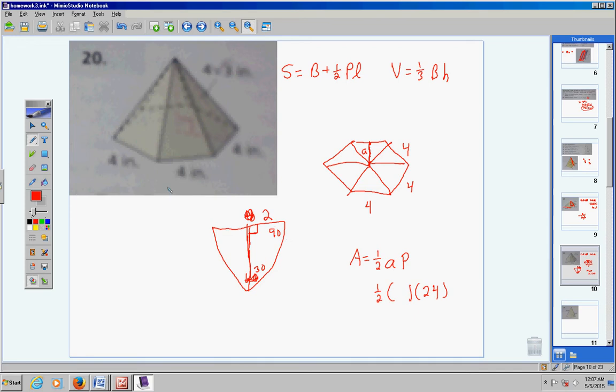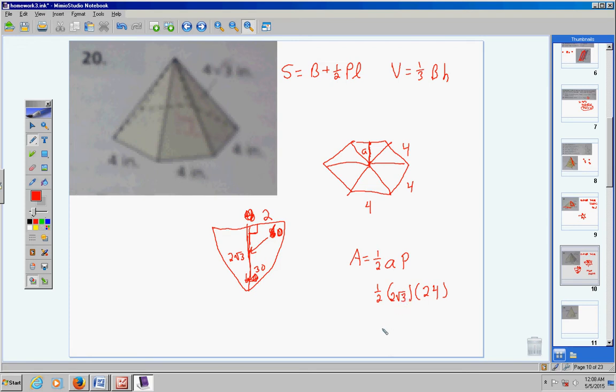Remember our shortcuts from 30, 60, 90 triangles. This should be a 60, not a 90. Sorry about that. Look, guys, here's a 30. Go straight across, smaller leg. Here's 60. Go straight across, longer leg. Do you remember how to find the longer leg? You take the shorter leg and multiply it by the square root of 3. There you go. So I just found the apothem just like that. 2 square root of 3.